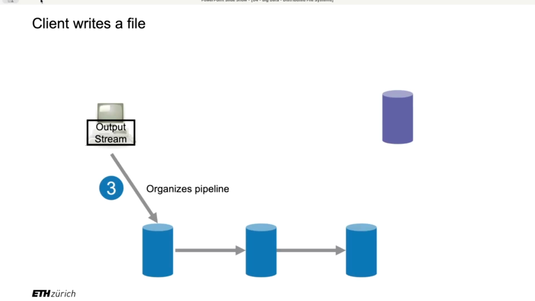So the client is going to organize a pipeline. It's going to connect to the first data node, the closest one. We follow the topology. Again, you connect to the closest one, the first one in the list. And then it's part of the protocol. The first data node will organize a connection with the second one, which will organize a connection with the third one. So it's all pipelined through. And once this is done, the client starts sending data. So the actual bits of the block, right? How many bits for a block? How many bytes?